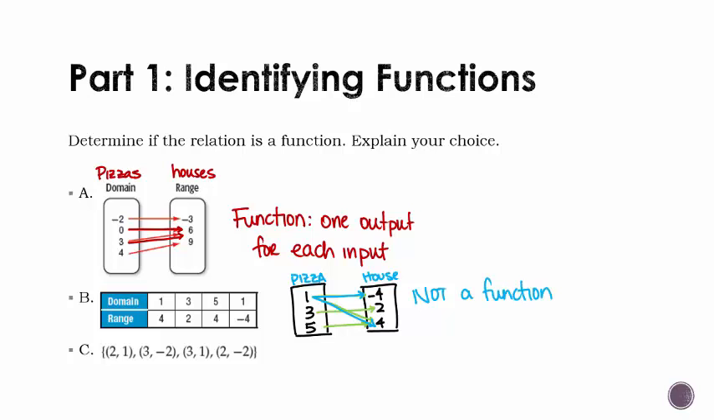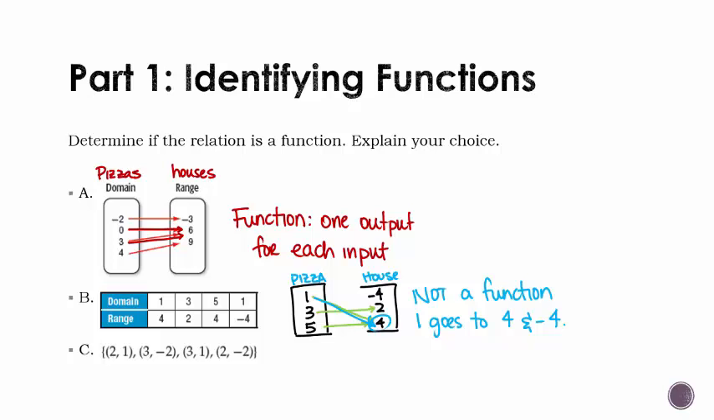We can say 1 goes to 4 and -4. It's not allowed. Now if this wasn't here, this would be totally allowed because even though both 1 and 5 go to 4, that's just like 2 pizzas getting delivered to the same house. That's allowed.